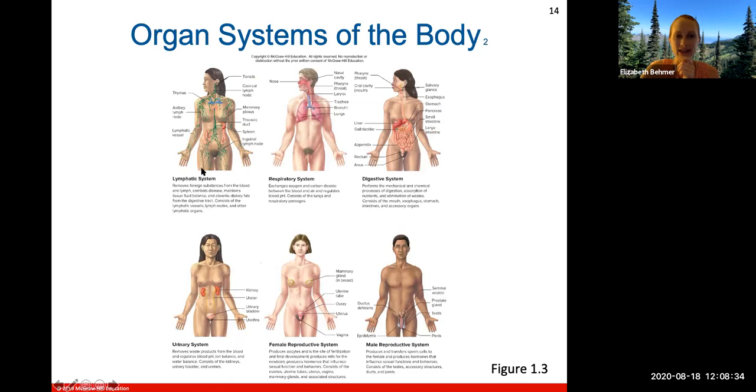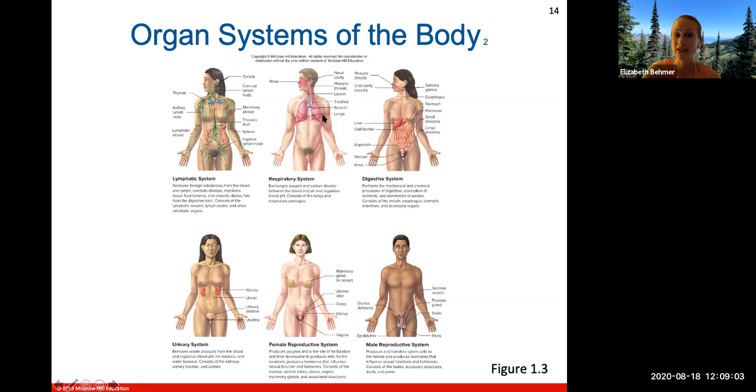The lymphatic system removes foreign substances from the blood and lymph. So I call the lymphatic system kind of the catch-all system. All the extra tissue fluid goes through your lymphatic system. It also is sometimes called the immune system, but it's more properly known as your lymphatic system. If you are sick, sometimes your lymph nodes will swell because they're combating that sickness, usually with antibodies.